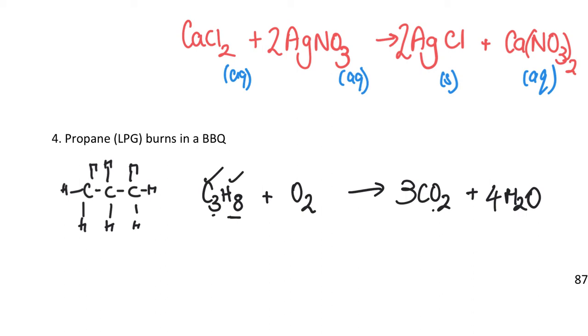Now it's just a matter of balancing the oxygens. We've got 4 on this side and we've got 6 on this side. So we need 10 all up. So 5 O2, because that'll add up to 10. This is a gas, this is a gas, this is a gas, and water is a liquid. Done. Good balancing. So let's actually get into some stoichiometry.